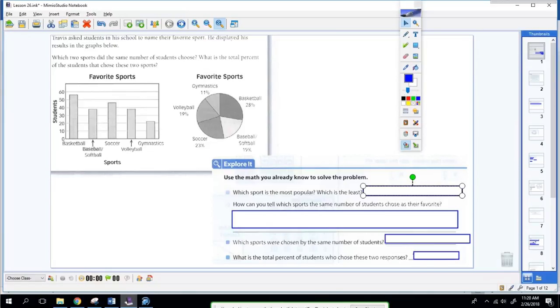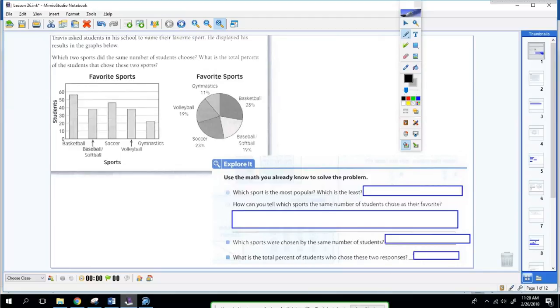Okay, so today is lesson 26, data representation. Data representation is really just identifying components from a graph and finding certain percentages or certain numbers. So first problem: Travis asked students in his school to name their favorite sport. He displayed his results in the graph below.